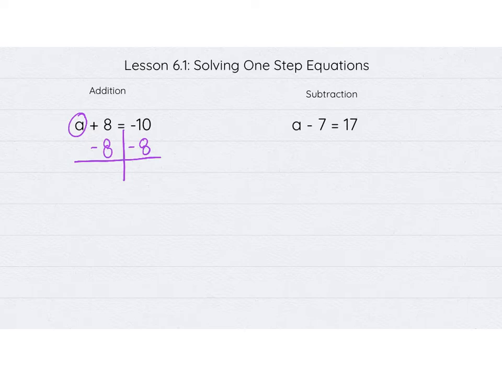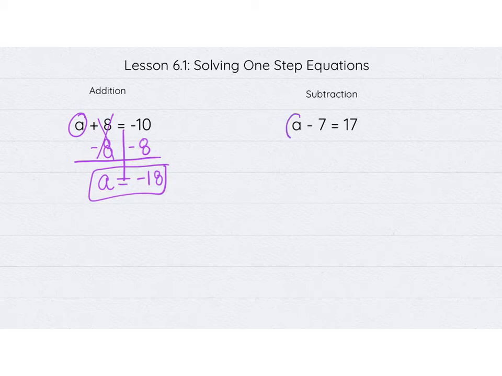The reason why we subtract 8 is because you want 0 here. So 8 minus 8 gives us 0. You're left with A is equal to, well, -10 minus 8 is -18. And that is the answer. So A is equal to -18. Just remember, whatever you do to one side of the equation, you have to do to the other.